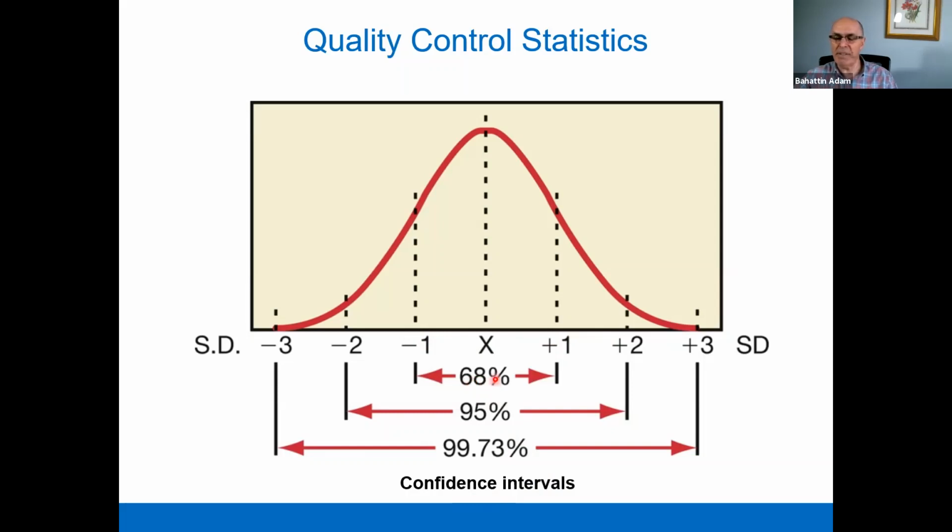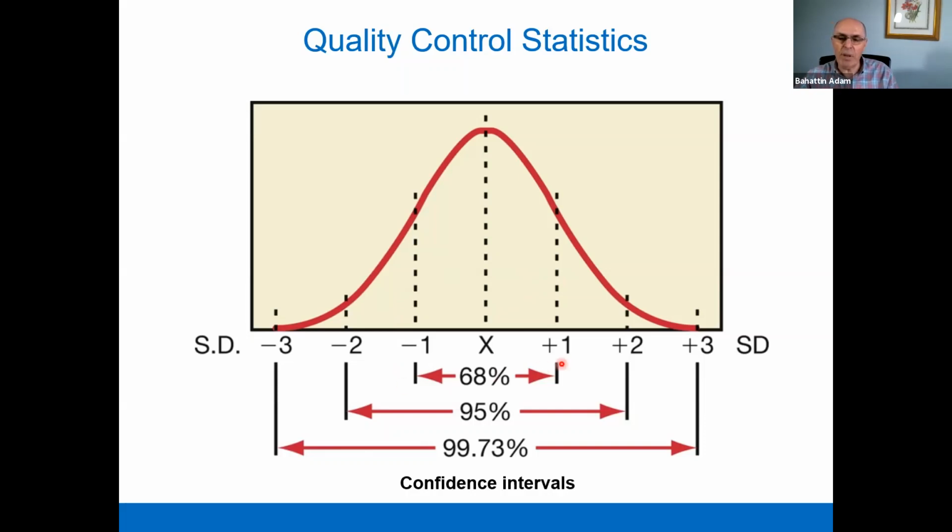What does this mean? Your data will fall in between these two standards. 68% of your data will fall in this range. Okay, about 32% of points will be out of your range.